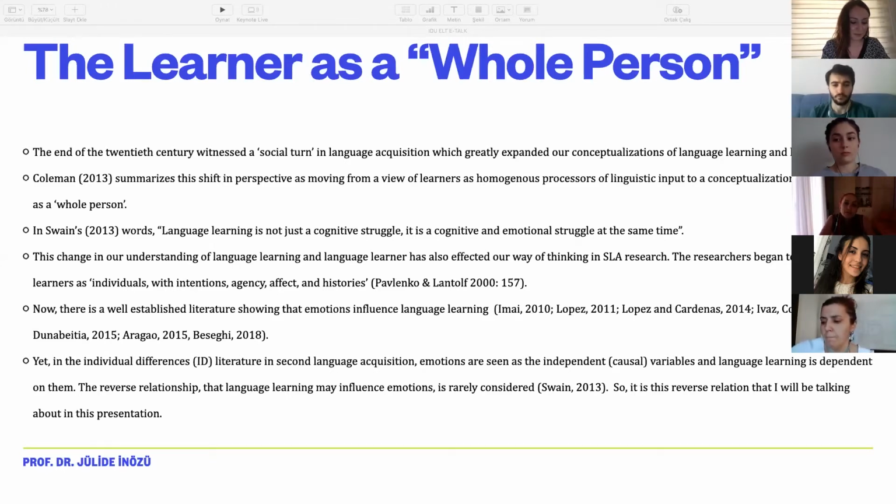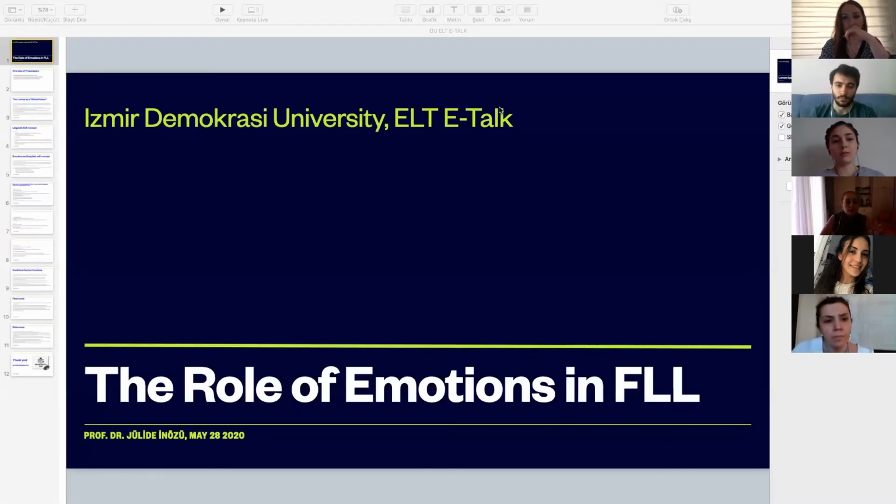So soon after we discovered that language learning is at the same time emotional, the researchers, the academicians, directed their attention to the idea of the learner as a whole person. So the research in second language acquisition shifted toward learners as individuals, learners with intentions, learners with agency, learners with histories, learners with previous experiences. So we know that, oops, something happened to my presentation.